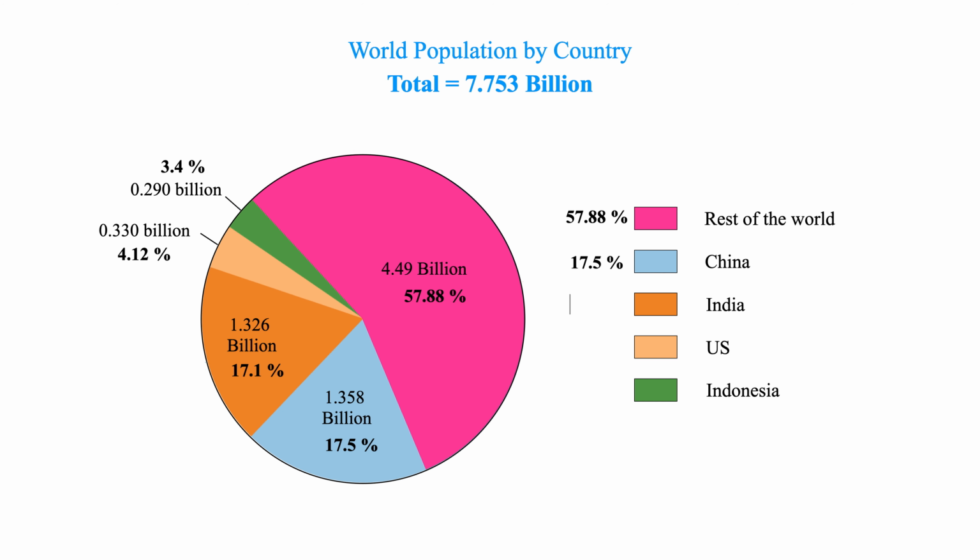China is the biggest country in the world by population, with 17.5% of the world's population. India not far behind, 17.1%. Big drop off from India to the US, which is the third biggest at 4.12%. And then Indonesia is the fourth biggest at 3.4%. So if we tally up all of these percentages, add them all up, it's going to be 100%. So again, we know that the pie graph is good. So those are pie graphs or pie charts.